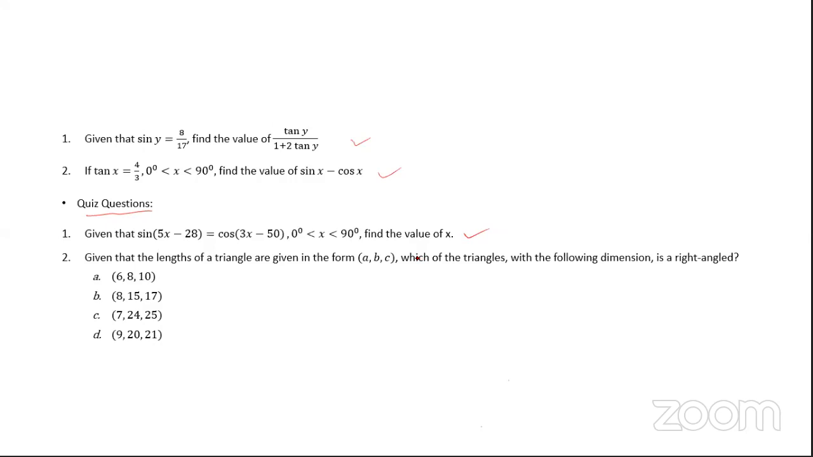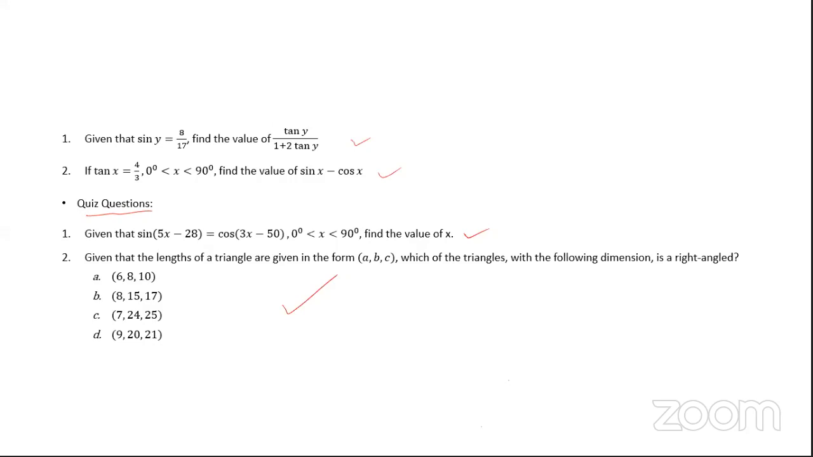Although I will still send some other questions to you, can we quickly use this question 2 as a quiz? Given that the lengths of a triangle are given in the form A, B, C, which of the triangles with the following dimensions is a triangle?